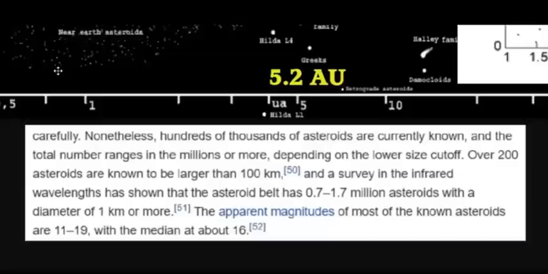Nonetheless, hundreds of thousands of asteroids are currently known, and the total number ranges in the millions. Depending on the lower size cutoff, over 200 asteroids are known to be larger than 100 kilometers. And a survey in the infrared wavelengths, which you saw in that chart, has shown that the asteroid belt has 0.7 to 1.7 million asteroids with a diameter of over 1,000 meters or more.